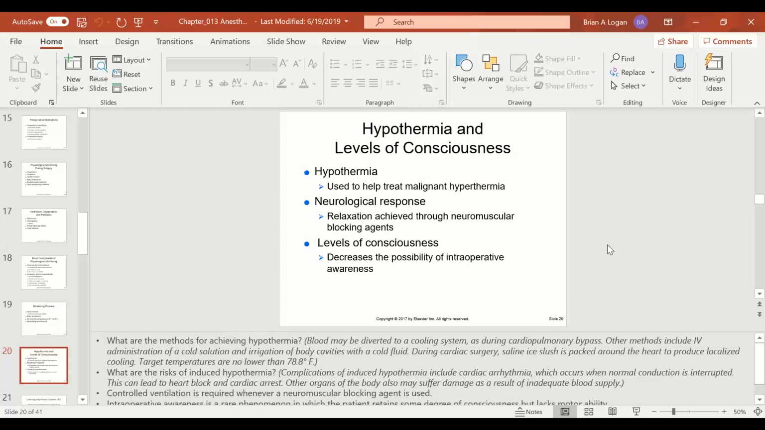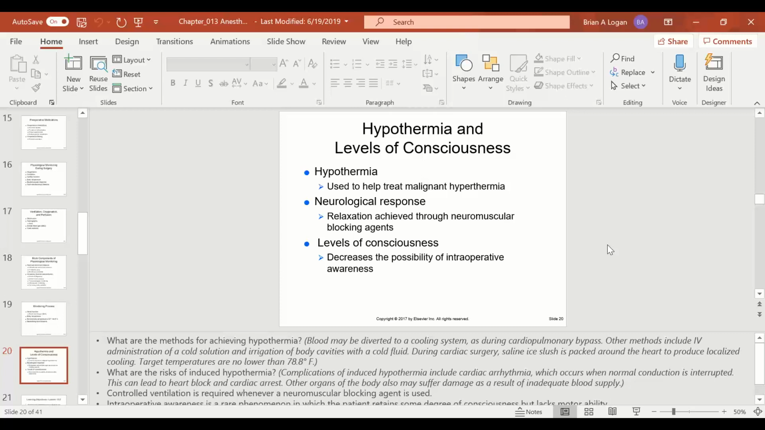So the neurological response, this is kind of that level of consciousness thing. Using those neuromuscular blocks and things like that, we get that relaxation of muscle because we blocked the nerve, so now we can't tell the muscle, hey, contract, and that's where you get that relaxation from.